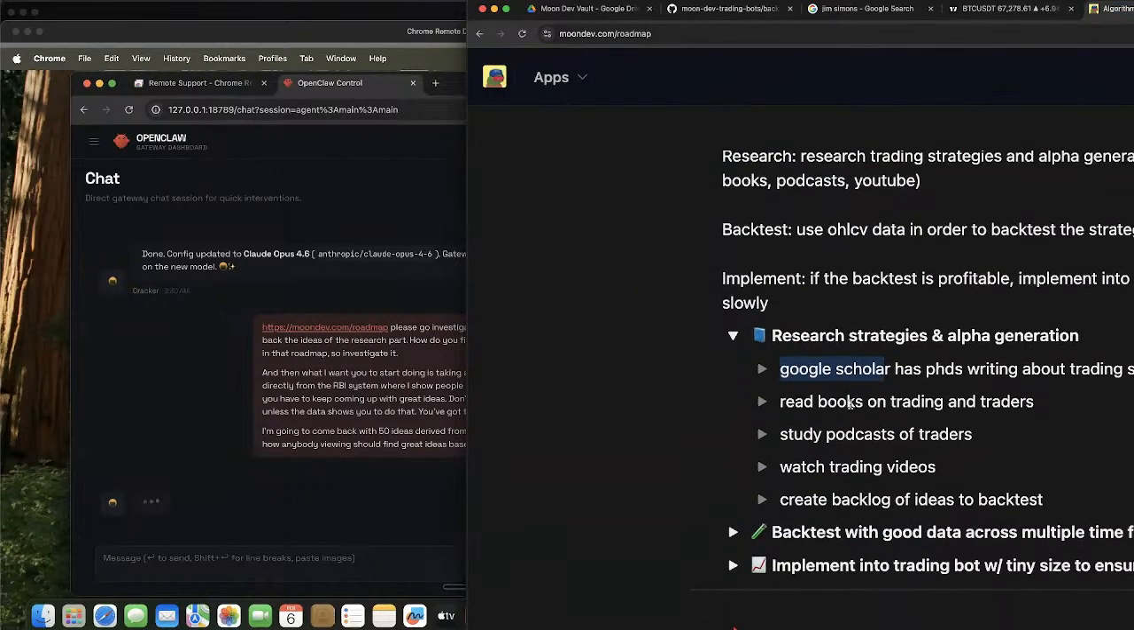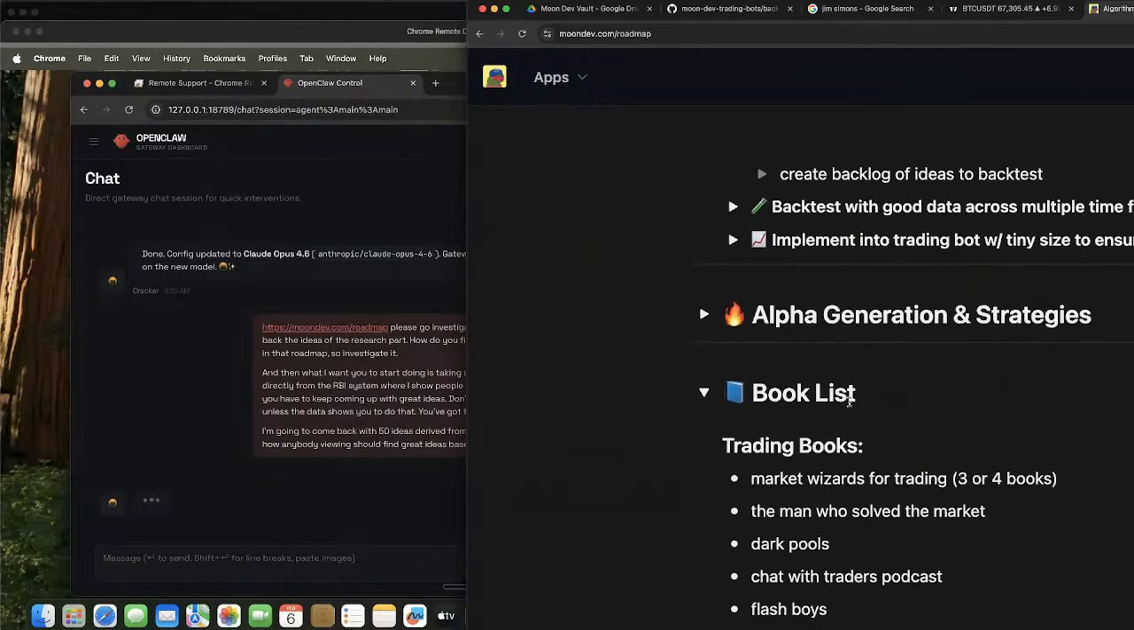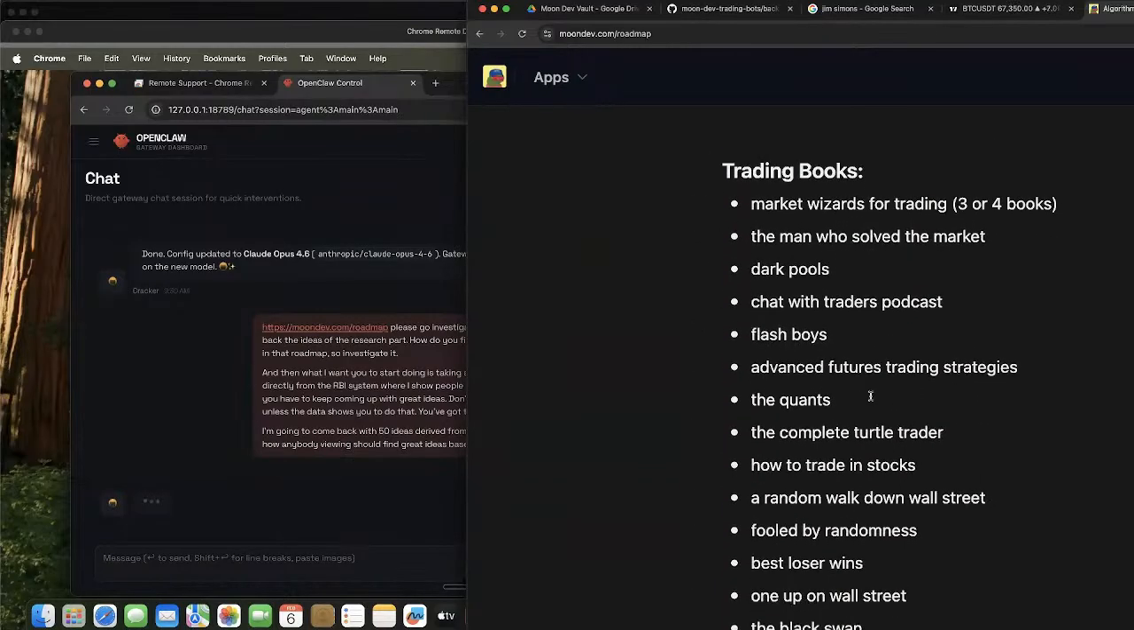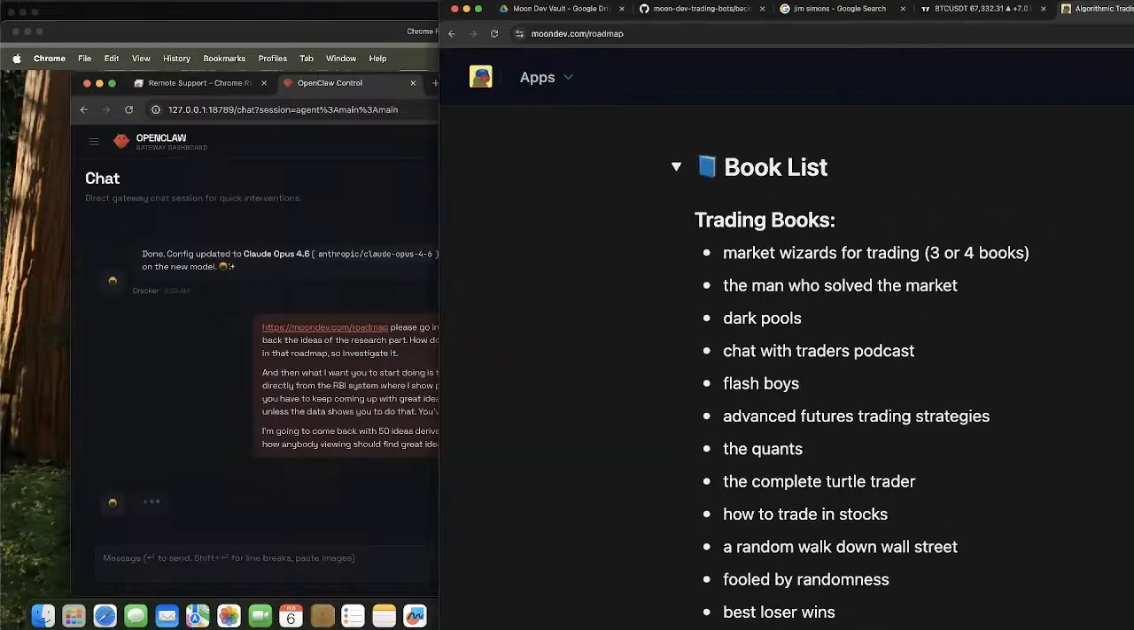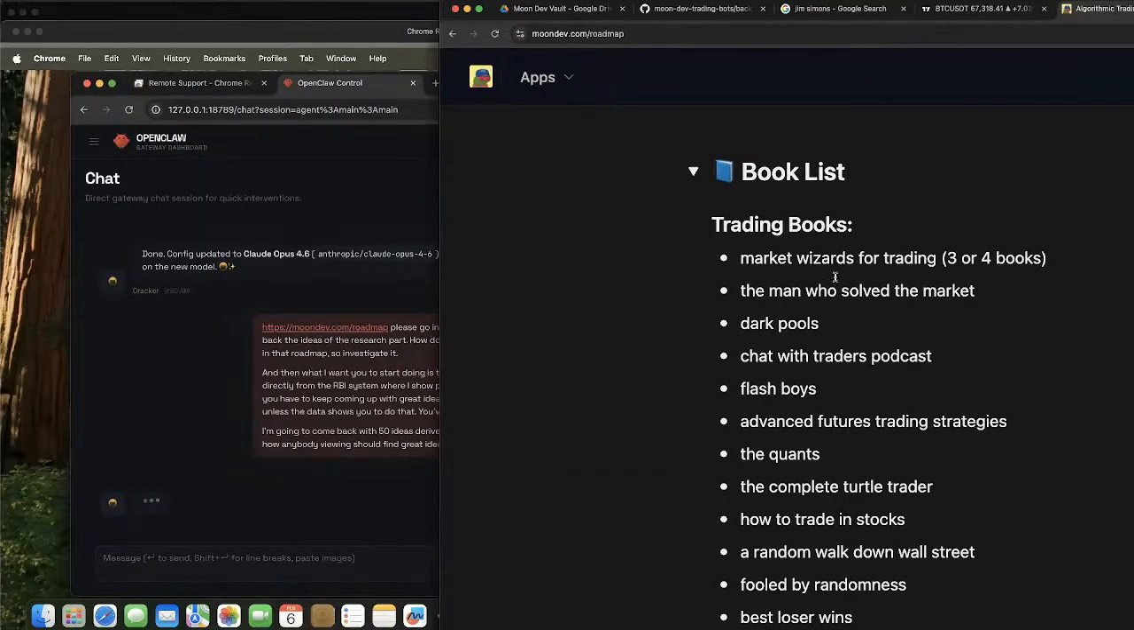You've got pretty much unlimited books, but I've got some good books that I've read. Now, I haven't read every book in the world, of course, but if you want to screenshot this or just take the roadmap, Market Wizards are essential.